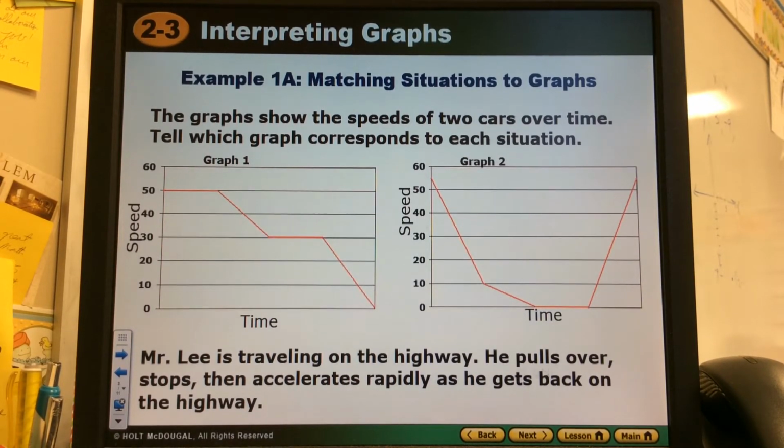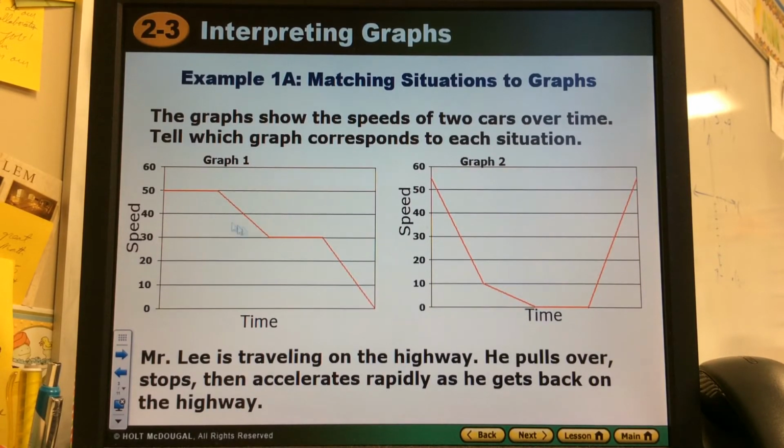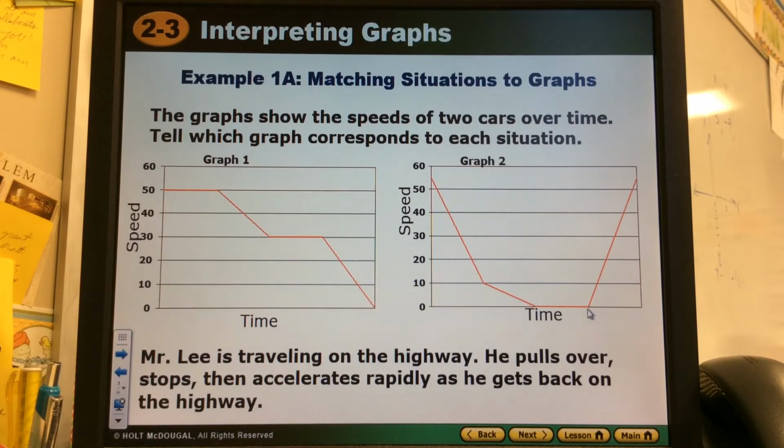Then, it says he pulls over, stops, and then accelerates rapidly. Well, if he pulls over, that means in order to pull over, he could be going 60 and he's thinking, okay, I got to pull over, so I'm slowing down, I'm slowing down, I'm slowing down. And then all of a sudden I start slowing down at a slower rate. But when I get down here, I've stopped. And now I'm stopped. So he could have pulled over and he stopped on the side of the road.